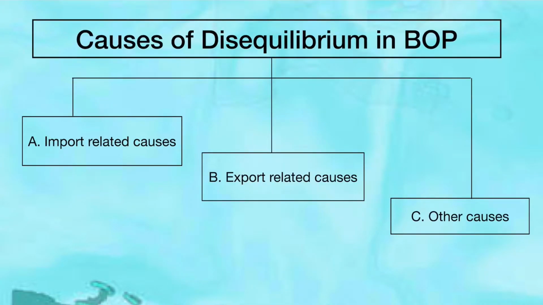Let's understand what the major causes of disequilibrium are. What causes imports to be higher than exports? Three major causes we'll be discussing today. Point A is import related causes. Point B is export related causes. Point C is other causes.